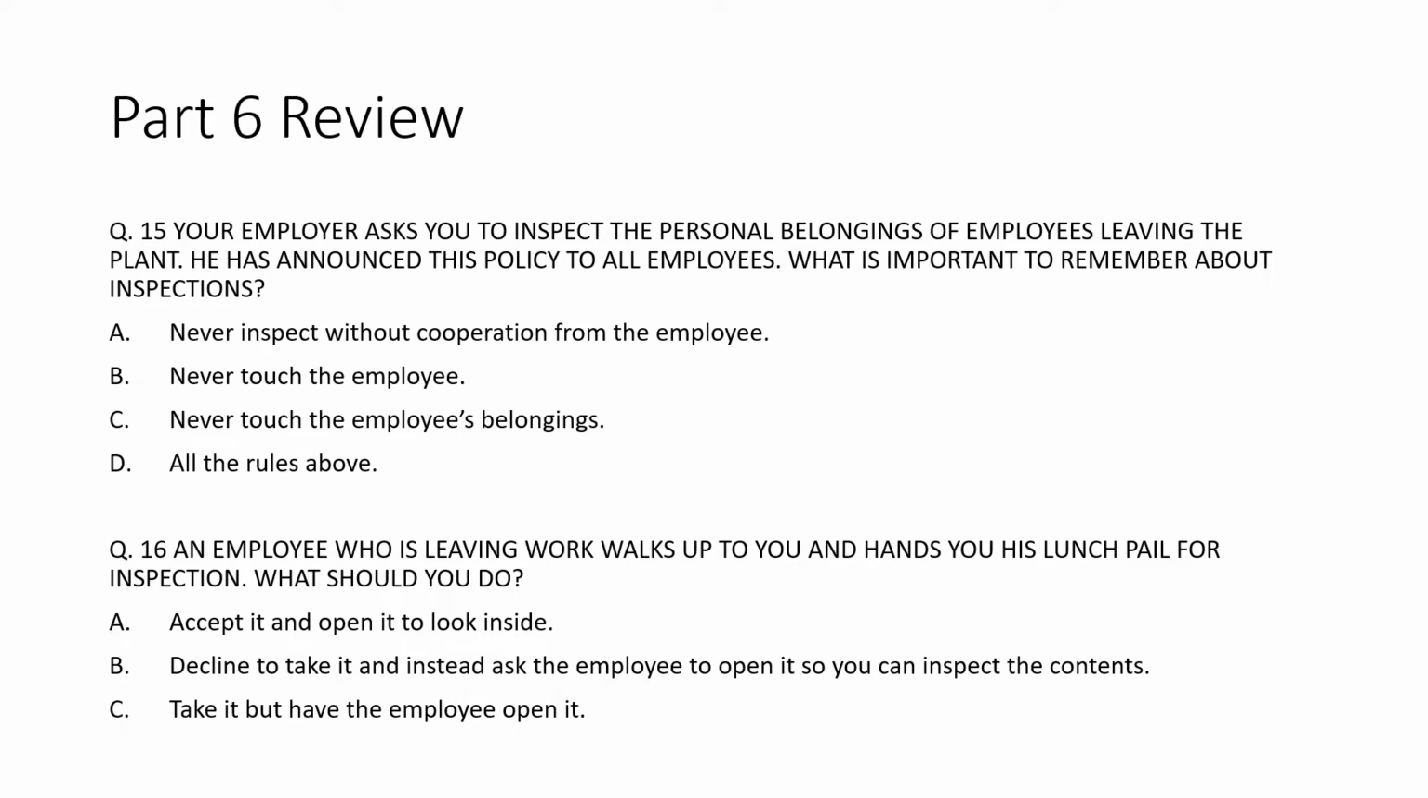Question 16. An employee who's leaving work walks up to you and hands you his lunch pail for inspection. What should you do? A, accept it and open it to look inside. B, decline to take it. Instead, ask the employee to open it so you can inspect the contents. Or C, take it, but have the employee open it.